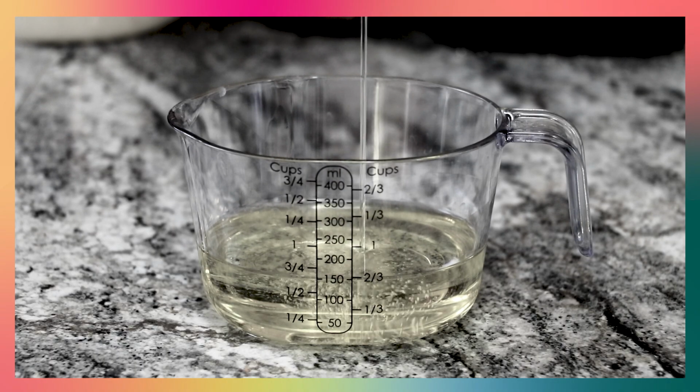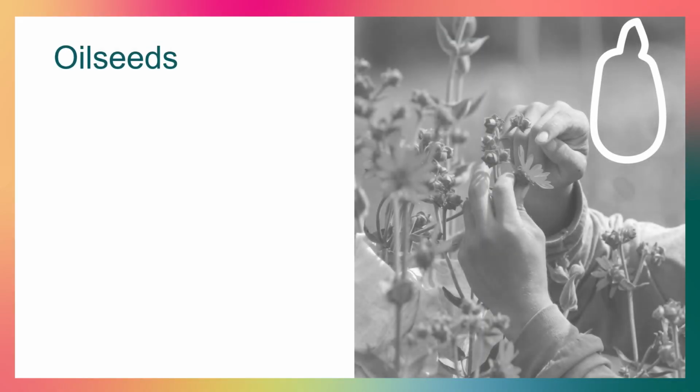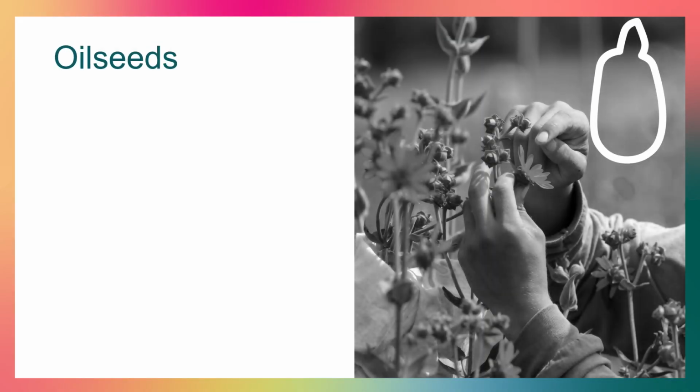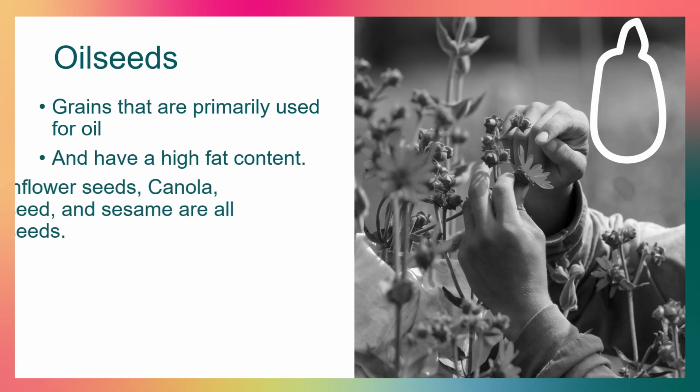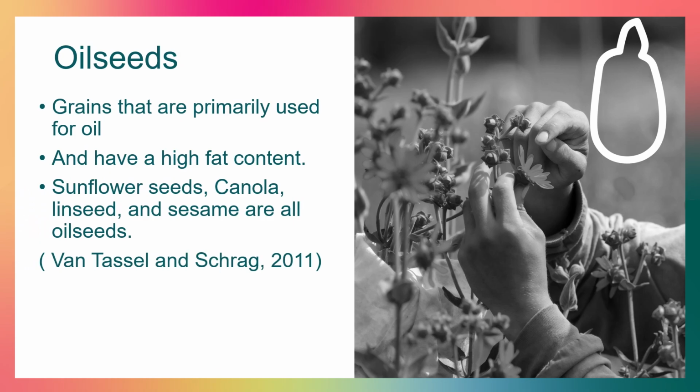Something is considered an oil seed if it meets all the criteria for being a grain, is primarily used for oil, and has a high fat content. Examples of oil seeds are sunflower seeds, canola, linseed, and sesame seeds.